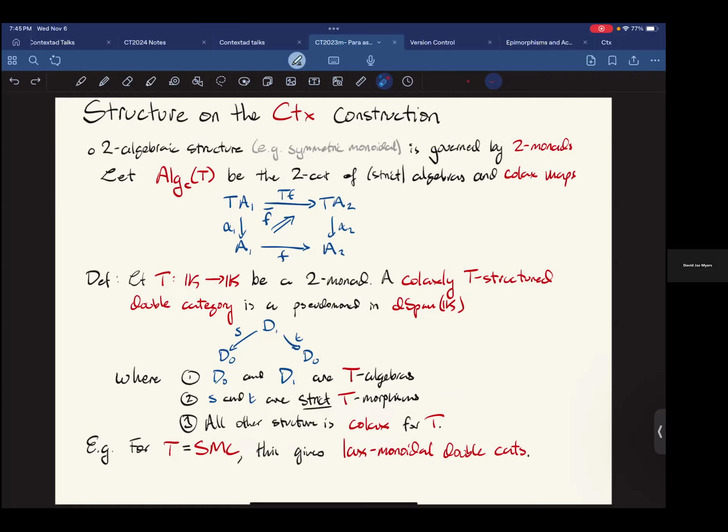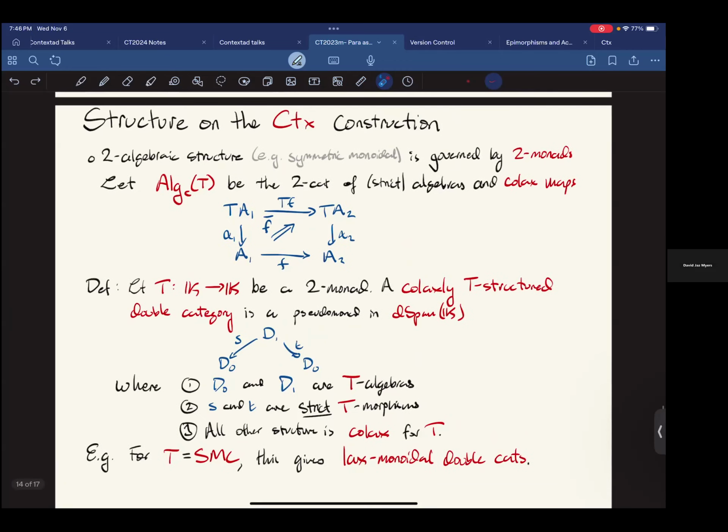Okay? So if you take T equals SMC, this gives you lax monoidal double categories. The reason that you switch from having this colax to lax is because while it's true that all this stuff is colax morphisms, you can also see it as a monoidal object in double categories with lax functors. I'll note that if this is an isomorphism, you call this a pseudomorphism, and then you can do this again for pseudo T-structured things. And if you do a pseudo one, you will actually get what's called a monoidal double category.